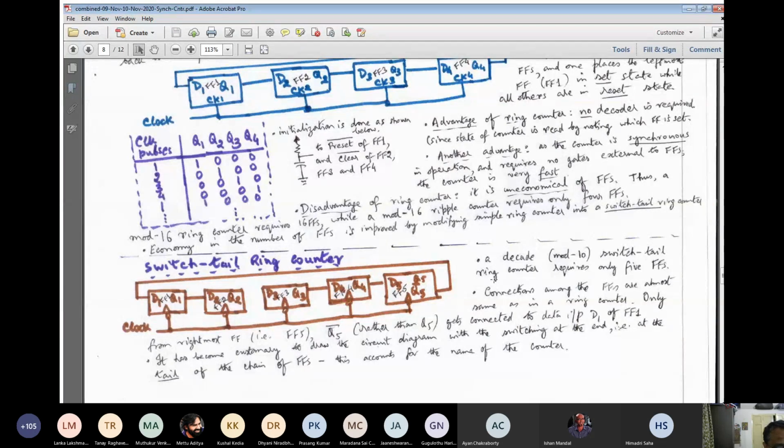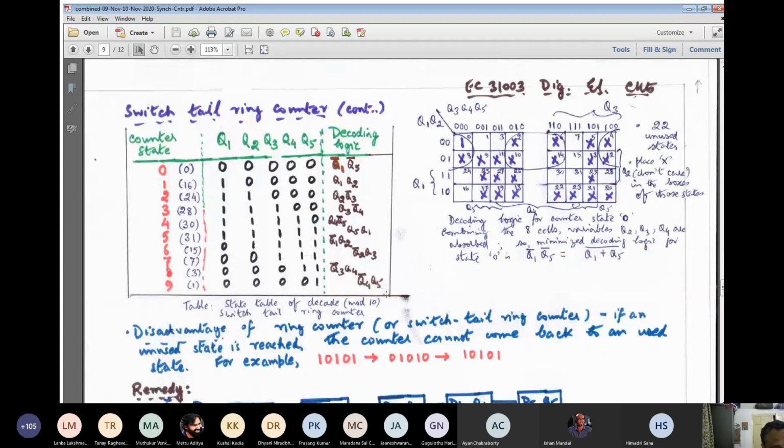Okay, so here I have done it. It is called a switch tail ring counter because it is customary to make the connection at the tail of the counter. So Q5 bar, the complementary output, is connected to D1. But instead of connecting Q5 bar, you could also connect from Q4 bar to D1 or Q3 bar to D1. Then also you will get a repetitive sequential circuit.